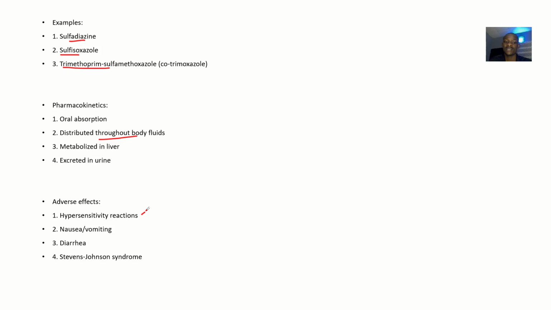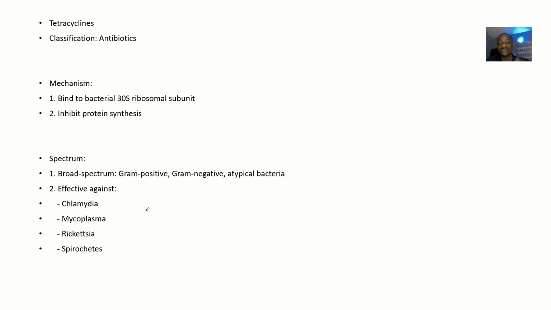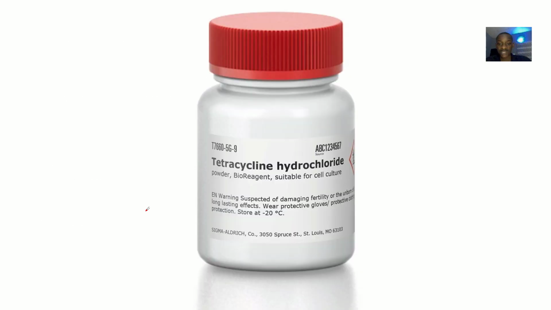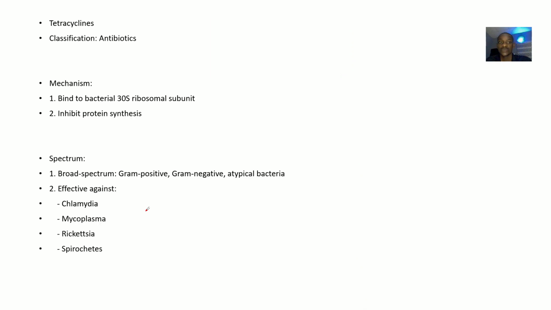That's the sulfonamides. So having done with the sulfonamides, we'll be moving to the next drug, which is tetracyclines. And here you can see this is a bottle containing capsules of tetracycline. This one too, all right? Tetracycline. So this drug, its class is still antibiotics. That means it has actions against bacteria. Okay, mechanism: it binds to the bacterial 30S ribosomal subunit. When it binds to it, it will therefore inhibit protein synthesis. And every organism actually needs protein to survive.